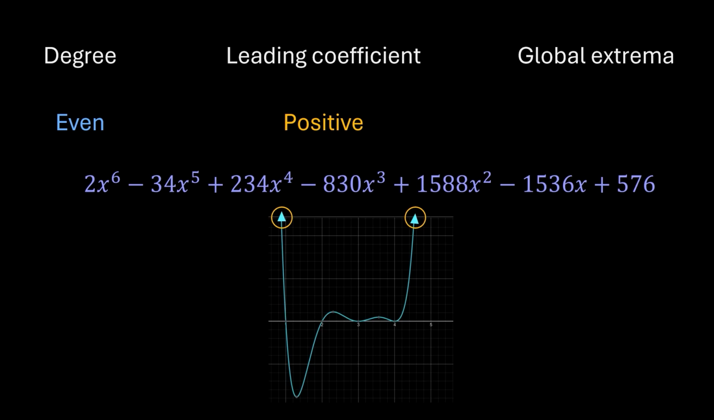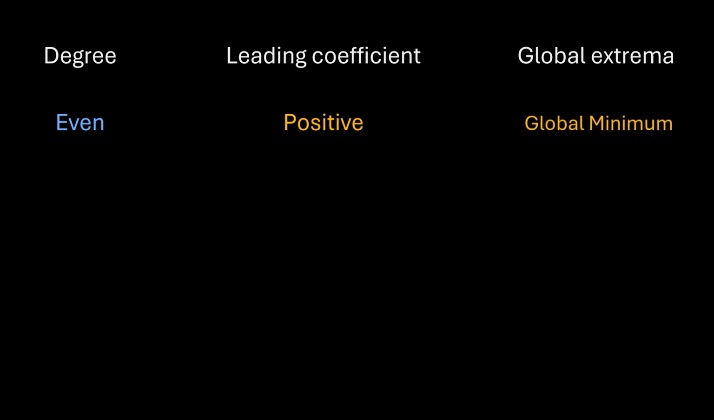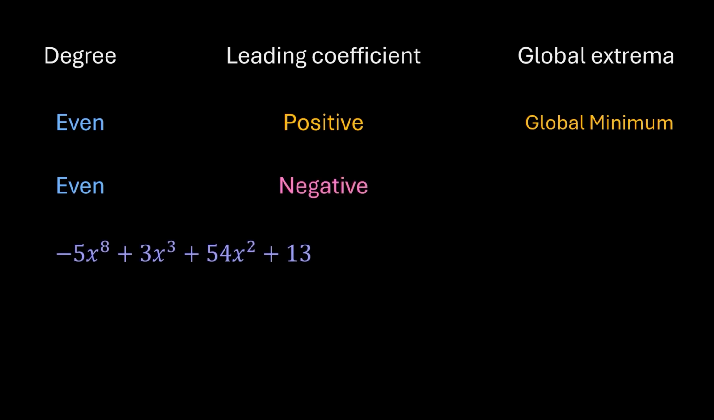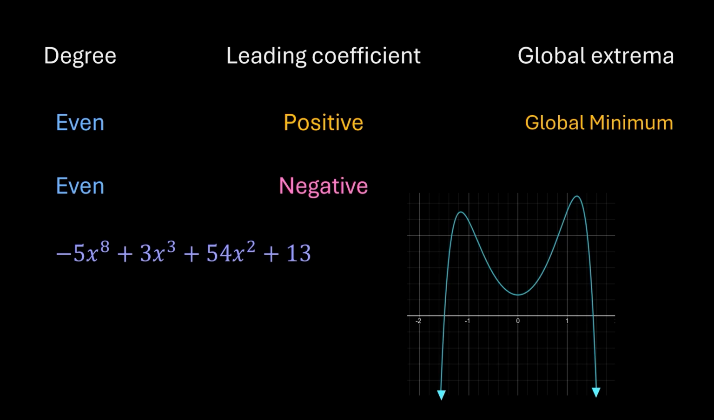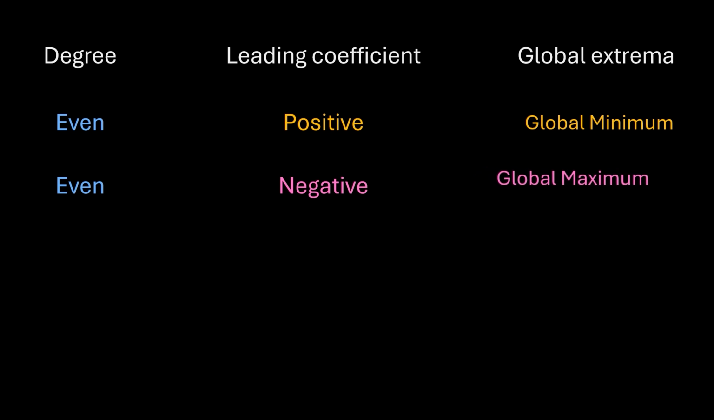And we can clearly see from the graph that we don't get a global maximum because of these arrows, but we definitely get a global minimum. This is true for all even polynomials with a positive leading coefficient. But for an even degree polynomial, if the leading coefficient is negative, say something like this, then we will get a graph like this. Here, notice how both its ends are facing down. That means here we don't get a global minimum because of these arrows, but we do get a global maximum. And again, this is true for all even polynomials with a negative leading coefficient.